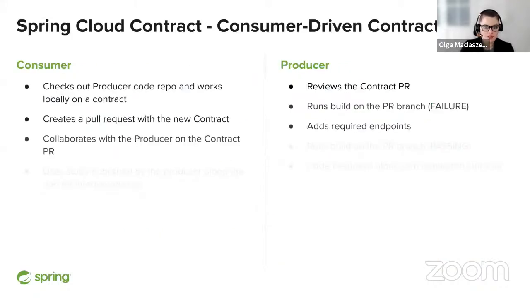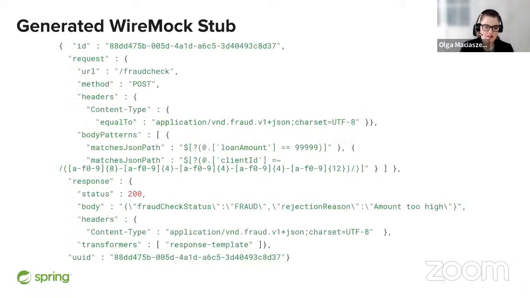Since the producer team has already accepted that PR, they have assumed that they want to implement this API. Everything is decided at this point, they need to add the required endpoints. Once they have done this, they can run the build on the PR branch. It is passing. They can merge it, and they can start getting another artifact as well, which is the stub. So first, an automated test is generated. And if the test passes, a WireMock stub is generated based on this contract. So we have a stub at the end, but at the same time, we are sure that this stub actually reflects the way this producer app behaves. It is not wishful thinking anymore.